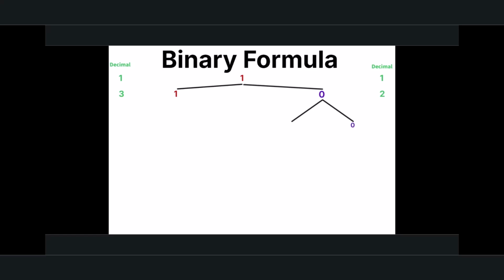If I have the 1, 0, I can either add a 0 or a 1. If I add a 0, the value becomes 4. If I add a 1, the value becomes 5. If I have 1, 1, I can either add a 0 or a 1. If I add a 0, the value becomes 6. If I add a 1, the value becomes 7.